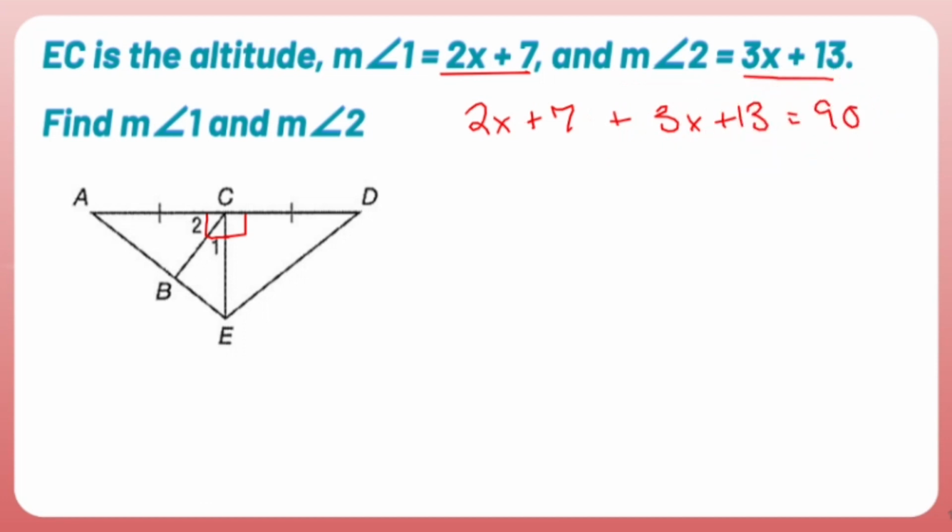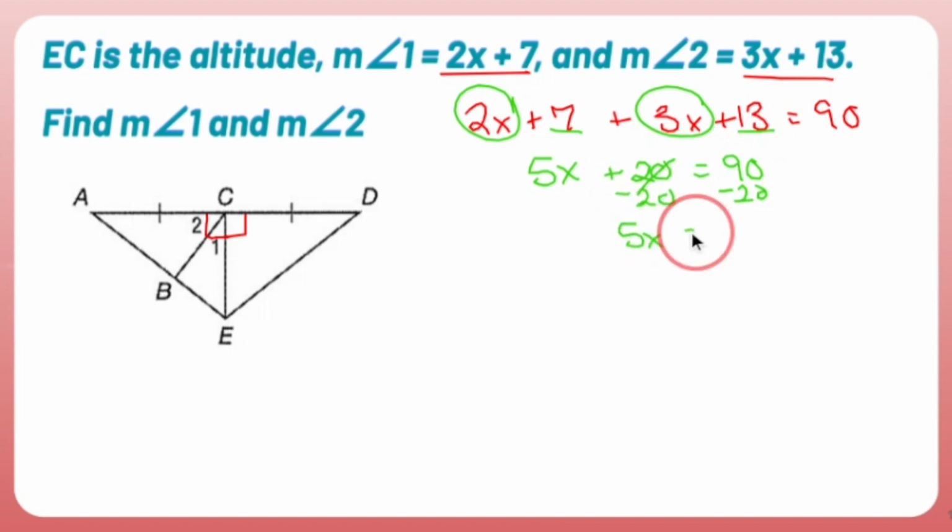All right, we'll combine that 2x and that 3x because they are like terms, and it becomes 5x. Another nice round number, 7 and 13 make 20. And that equals 90. Now it's a two-step equation. Subtract 20, 5x equals 70. Now it's a one-step equation. Divide both sides by 5, and you get 14.